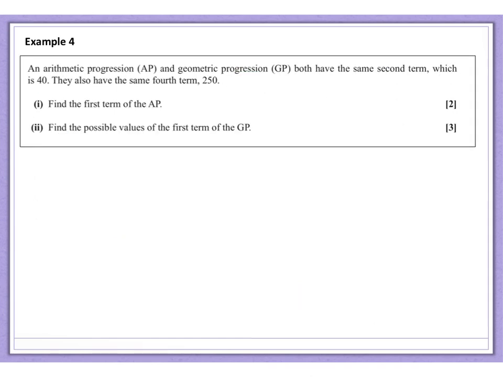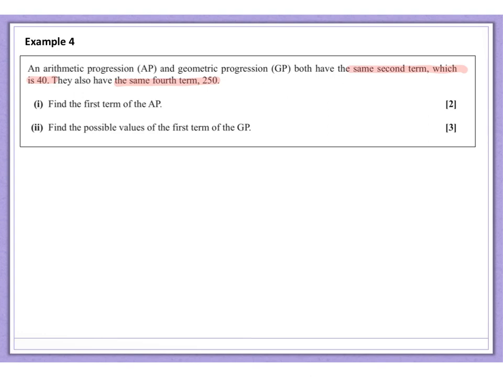Example 4. An arithmetic progression and a geometric progression both have the same second term, which is 40. They also have the same fourth term, which is 250. Right, let's write down what we know.